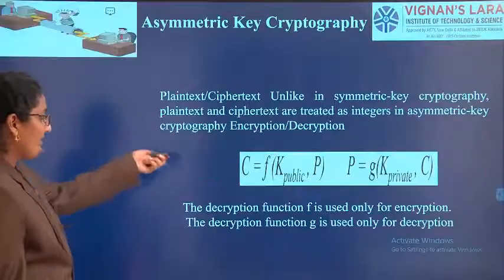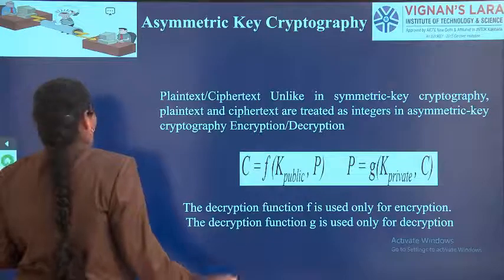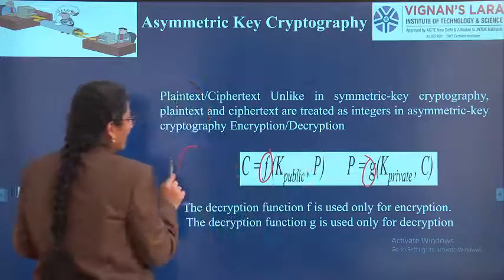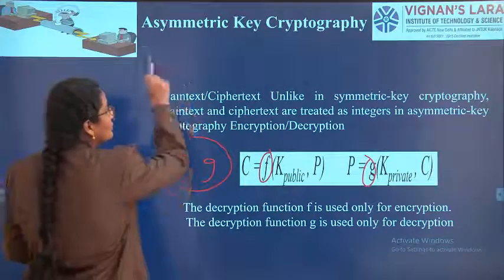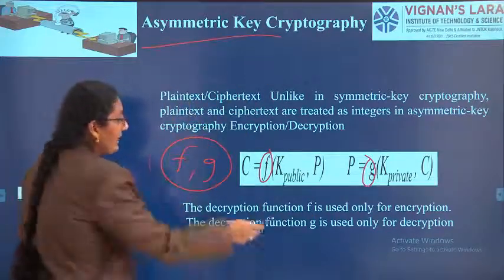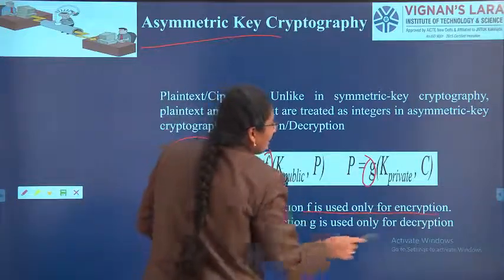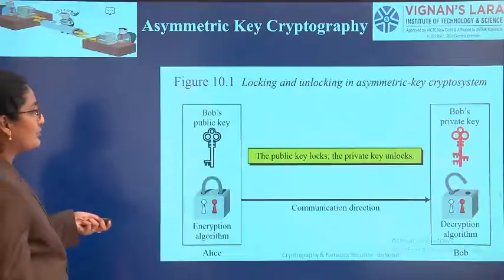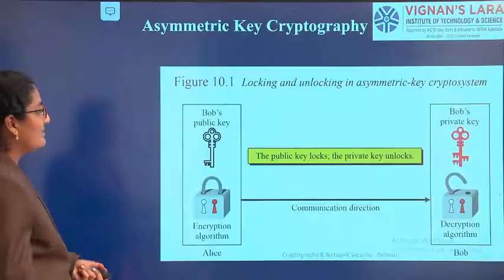So we have seen where these formulas came from. As you already know, f is a function and g is a function. F and g are two functions used in asymmetric key cryptography. F is used for encryption, g is used for decryption. So remember all these things. In further classes you should remember all these things, that's why I am repeating this many times.